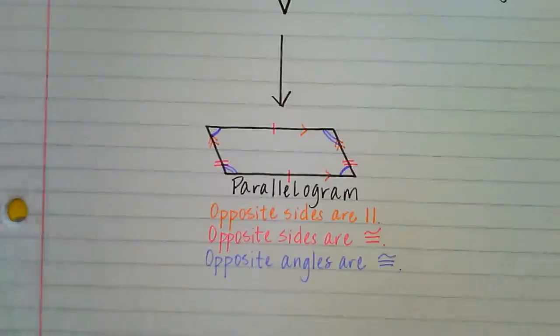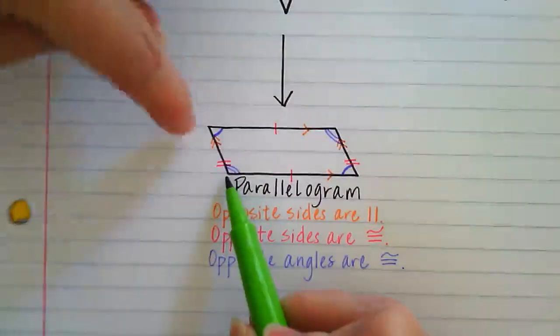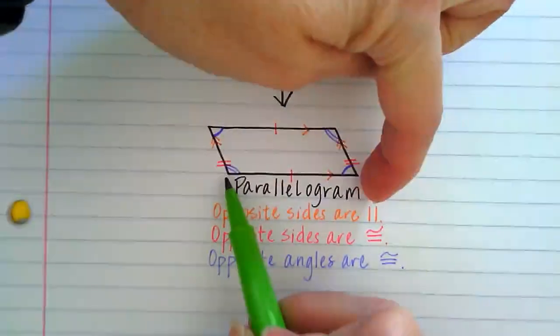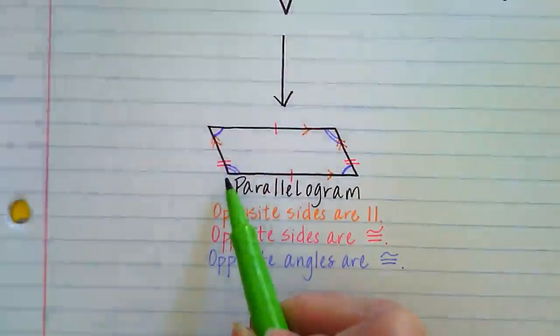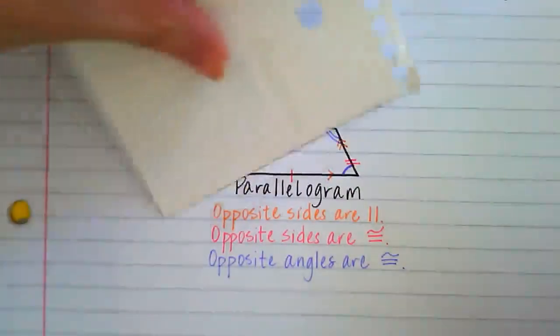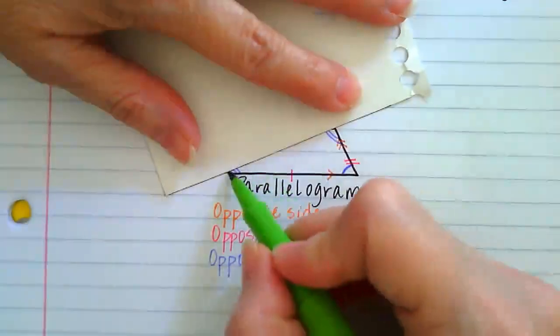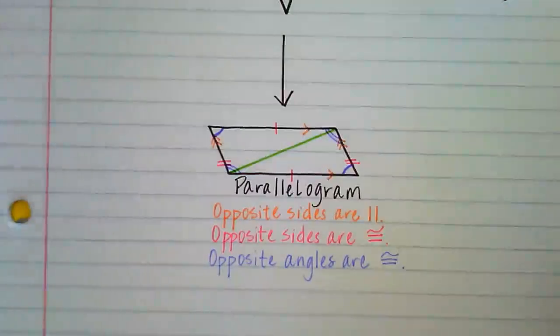Okay, now getting into things that you might not know about a parallelogram, I am going to tell you that a diagonal of any shape is when two vertices are connected that aren't already connected. So this vertex right here is already connected to that one, and it's already connected to that one. Those are sides. It's not connected to that one. So when we connect those two vertices, we create a diagonal. So I'm just going to use my bookmark to connect because I don't think I'll be able to draw that across. So there is a diagonal right there.